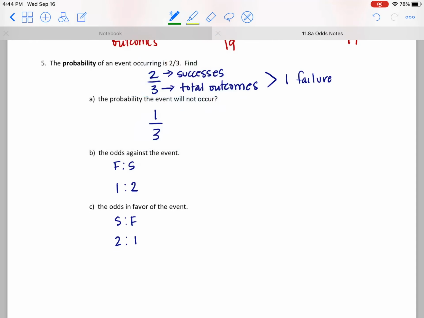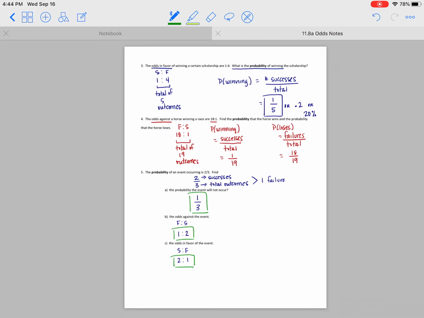Okay, so you might have to watch that again if you feel like I went kind of quickly here. But just make sure that the total that you're looking at in the probability is the same total in your ratio. And odds against puts the failures first. Odds in favor puts the successes first. Successes being what we want to happen, failures being what we don't want to happen. Okay? Hopefully that makes sense.